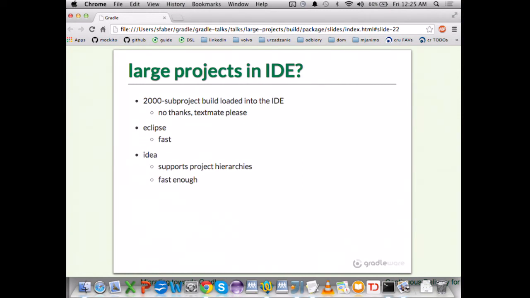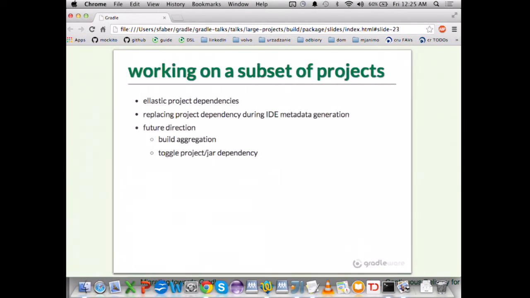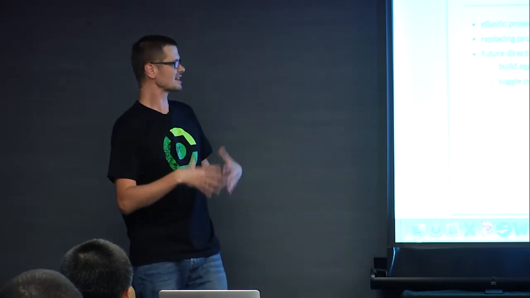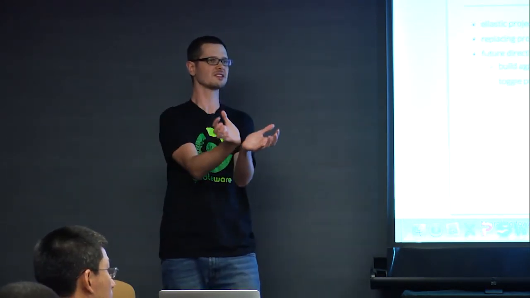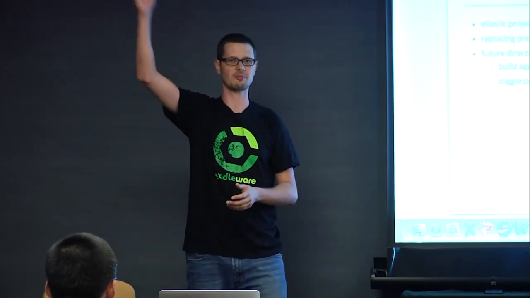But in general, what we plan to have for large projects in the IDE is a clean way of working with a subset of projects. You have a large build, but you don't usually work on all those 2,000 projects. You work on some subset of that. So we want to offer ways so that you only import a subset of projects into Eclipse or IntelliJ. That's basically the future. We will be able to aggregate builds. We want to toggle between project and jar dependency, so in certain circumstances a dependency can be a project dependency within the single working set, and in others it can be a jar dependency outside. I'm sure that Adam will discuss that further tomorrow.